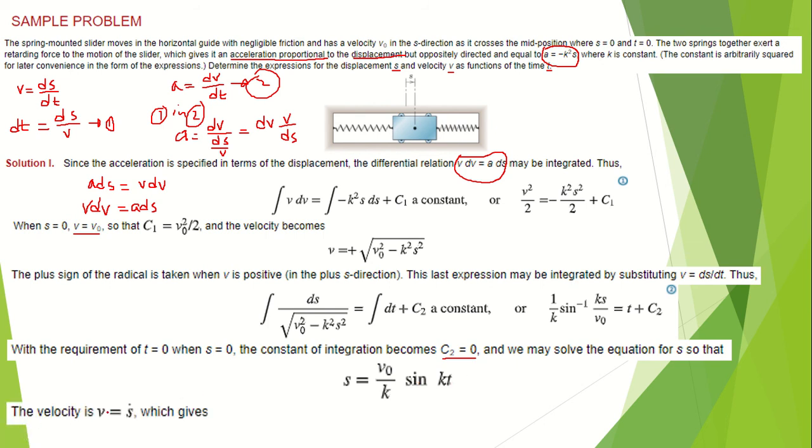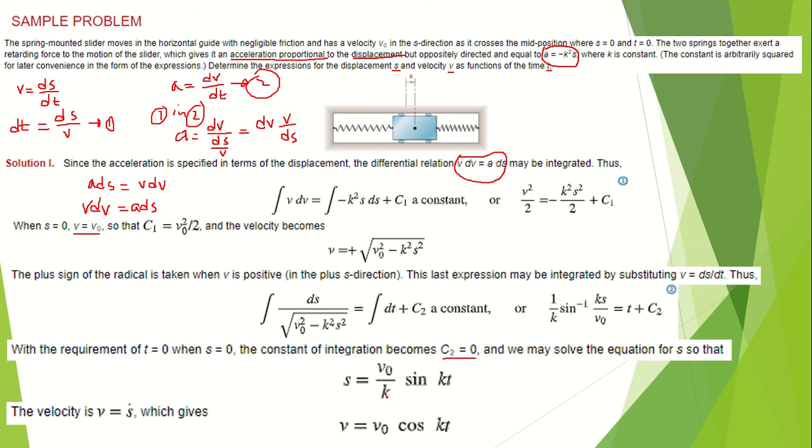Okay, so the velocity v is equal to s dot, meaning the derivative of the displacement, which gives us v equal to v sub 0 cosine kt. So from here, when you take the derivative of s, which is our displacement, it becomes s dot, or s prime in our differential calculus. So we have the derivative of s is equal to v. Okay, so this is a constant.